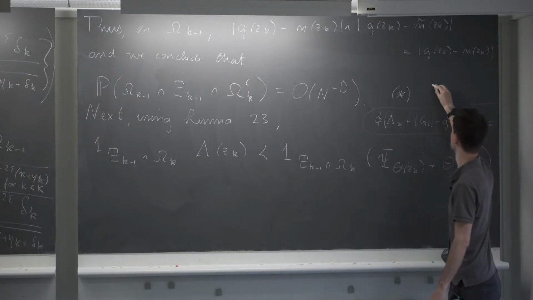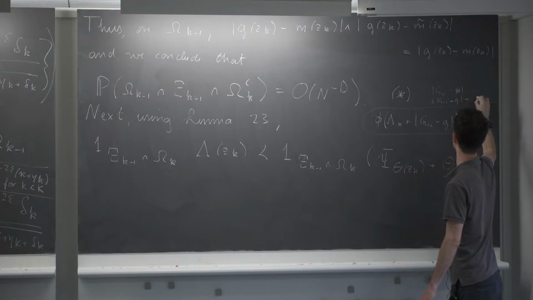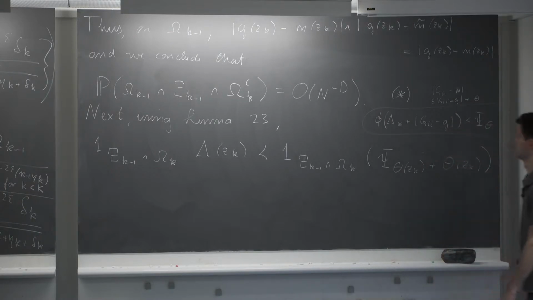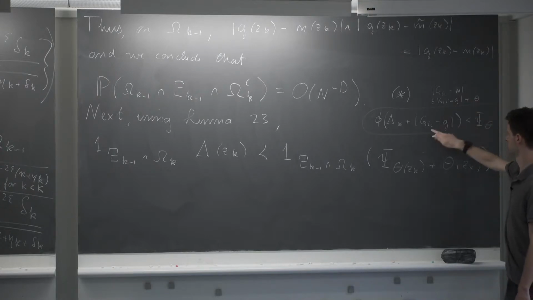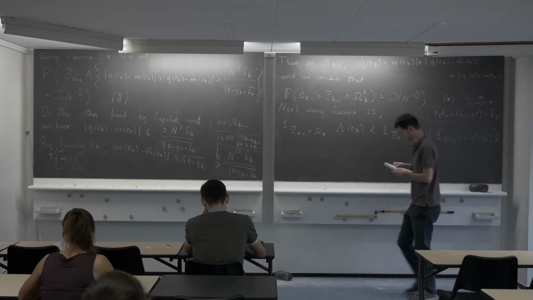So I will write GII minus G. This is equal to GII minus M. Right? This is just a triangle inequality. This is what I want to estimate. This one was estimated by Lemma 23, and then I get the theta again here. So that was the origin of these different terms. All right.